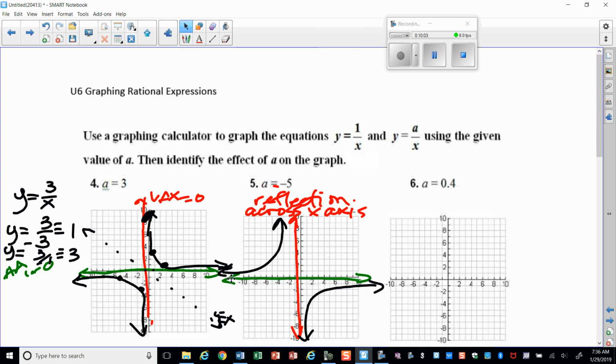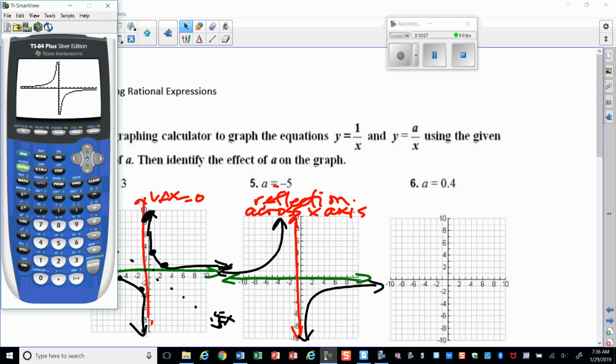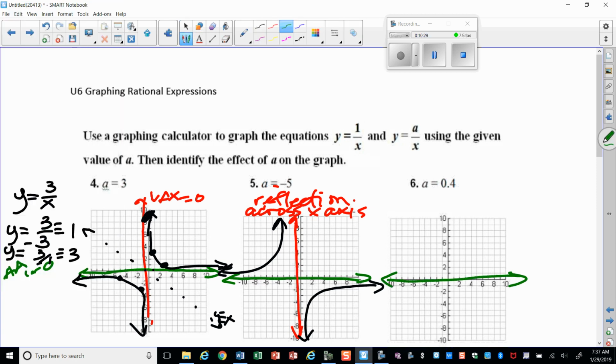And then if I have a decimal, what's going to happen? Okay, so now a is less than 1, right? It's positive, but it's less than 1. So if you remember from before, that would be a compression. So notice it's really squished, really close to the origin. But same horizontal asymptote, same vertical asymptote, but it's a compression.